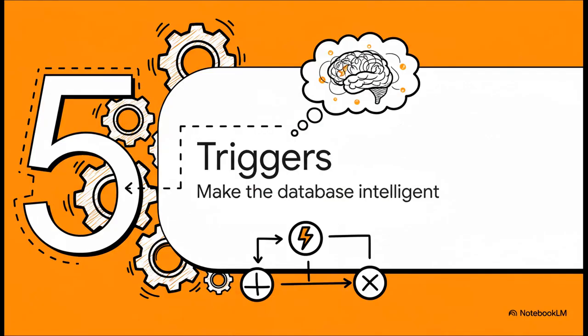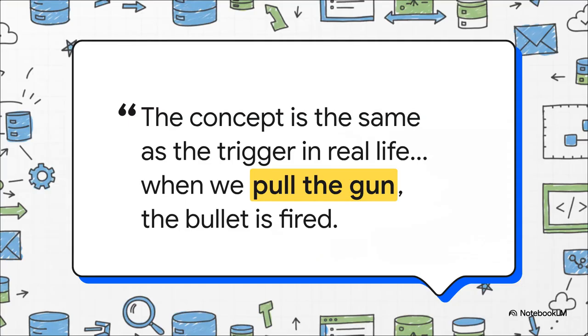And here we are at our final and maybe most advanced tool, triggers. This is where we stop bossing the database around with every single command, and instead we teach it how to react all on its own. This is how you make a database truly active and intelligent. I absolutely love this analogy because it just makes the whole idea click instantly. A database trigger is exactly like the trigger on a gun. You set it up, and when a very specific thing happens, like someone pulling that trigger, an action is fired off automatically. No questions asked.